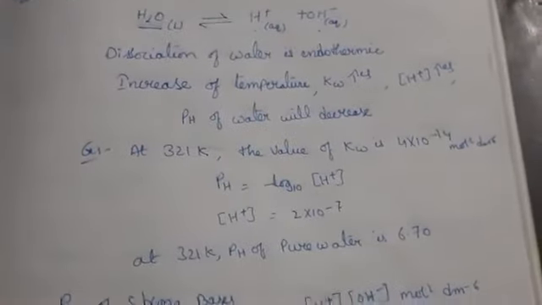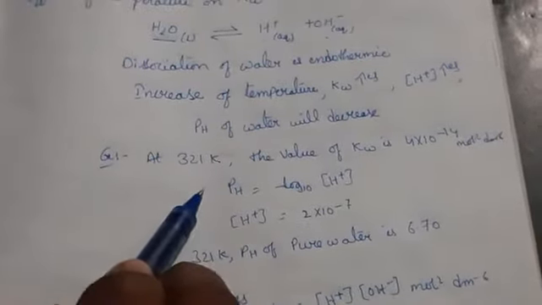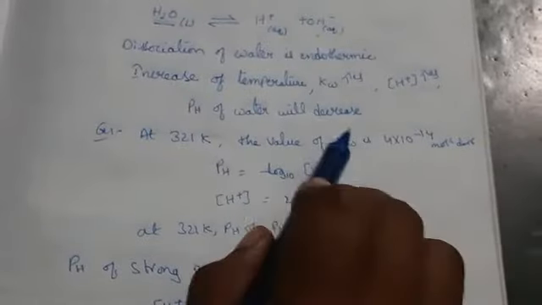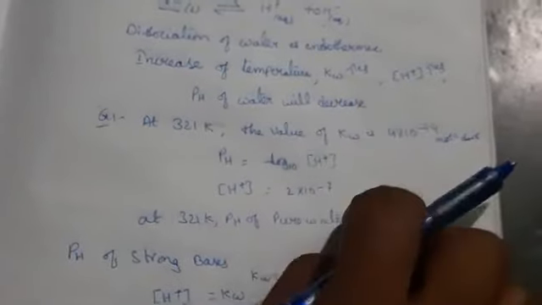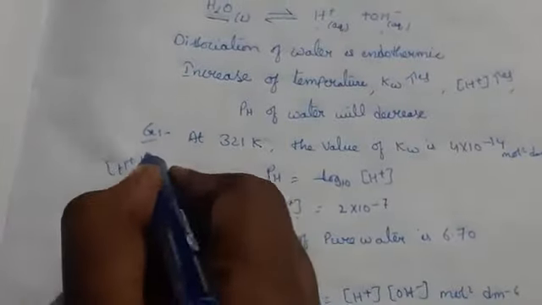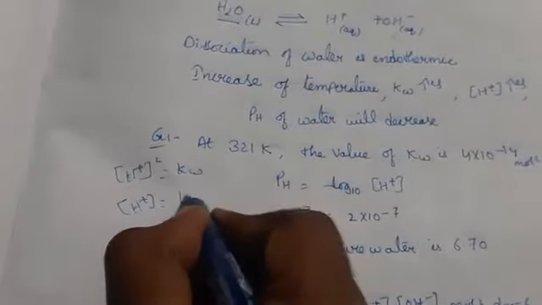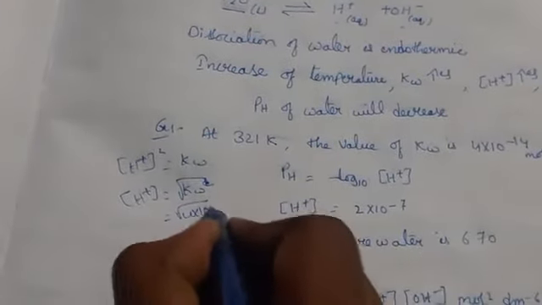We have seen the neutral condition at 298 Kelvin. Now let us see what happens at 321 Kelvin. At 321 Kelvin, the value of Kw is 4 into 10 power minus 14. This Kw value is given. As we know, at neutral condition the concentration of H plus is equal to the concentration of OH minus, so H plus squared is equal to Kw. Then the concentration of H plus is the square root of Kw. So we are going to get the value from 4 into 10 power minus 14.